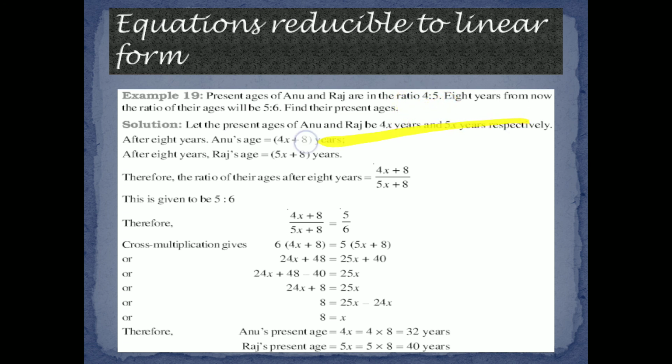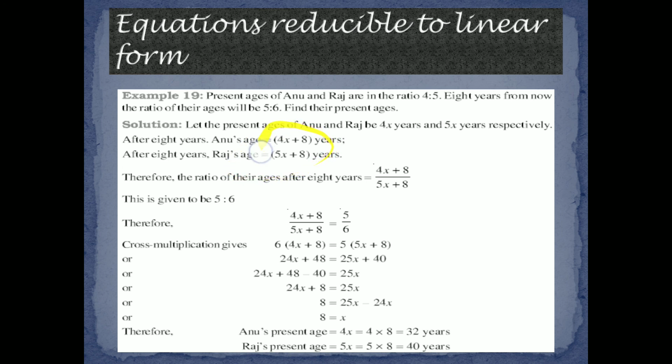8 years from now, the ratio of their ages will be 5:6. Find their present ages. So we have assumed that present ages be 4x and 5x. Why? Because the present age ratio is given. So if I multiply 4 with x and 5 with x, it becomes 4x and 5x years, the present ages of Anu and Raj. It says after 8 years from now, the ratio of their ages will be 5:6. So after 8 years, that means Anu's age is 4x plus 8 and Raj's age is 5x plus 8.